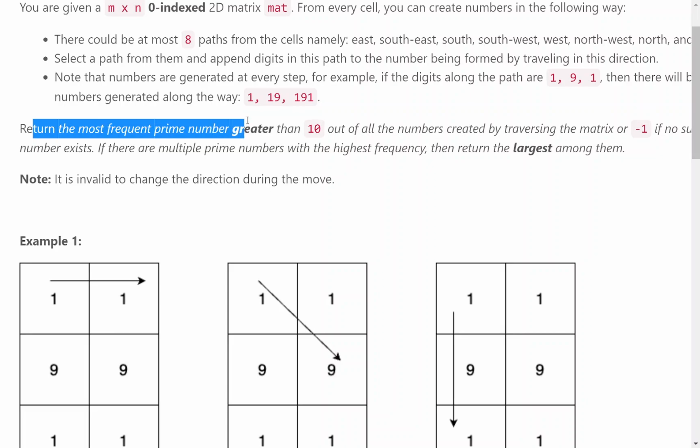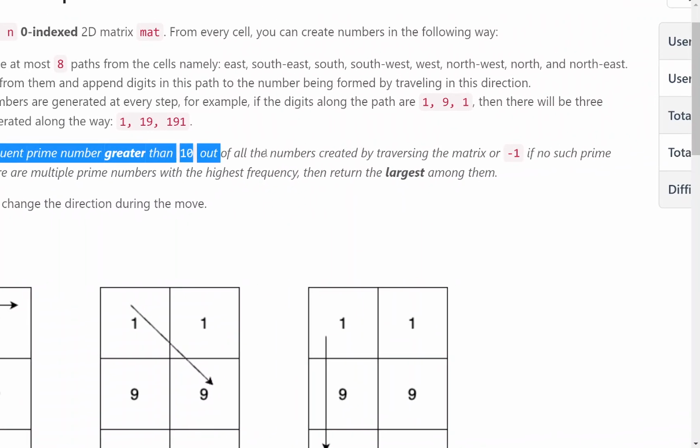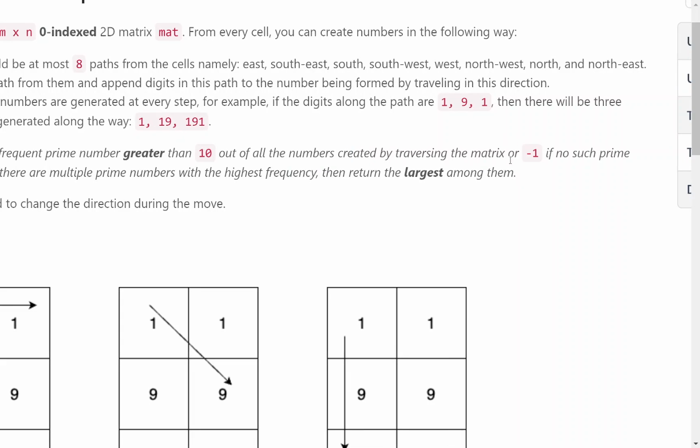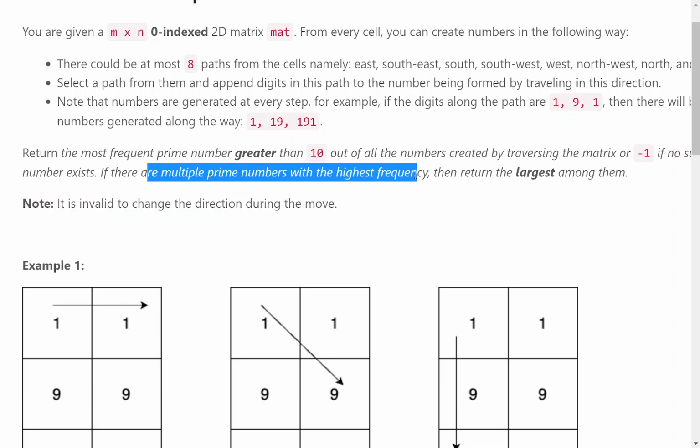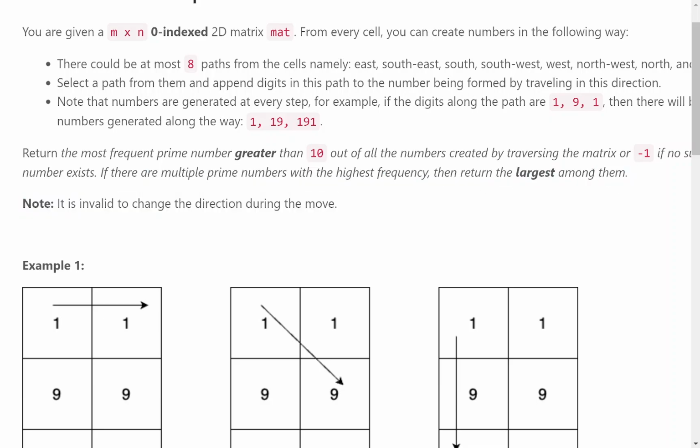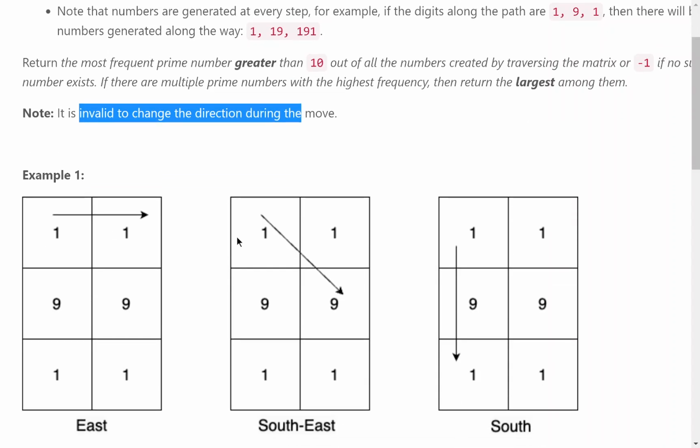We will return the most frequent prime number greater than 10 out of all the numbers created by traversing the matrix, or minus 1 if no such prime number exists. If there are multiple prime numbers, we will return the prime number with the highest frequency. And if there are multiple prime numbers with the highest frequency, then we will return the largest one of them. They have a note that it is invalid to change the direction during a move. So you cannot go from 1 to 9 and then from 9 to 1. If you go to the southeast, then you will only go along the southeast path.